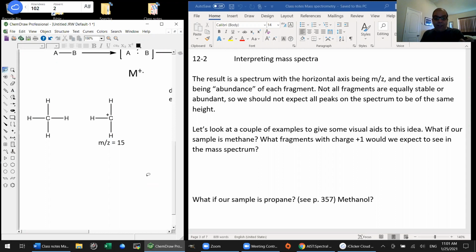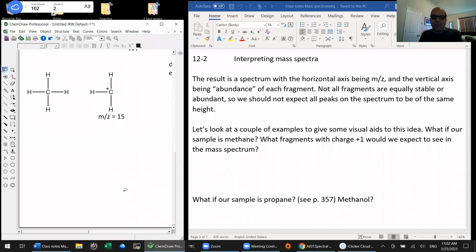So again, you'll get a sort of half bond between the carbon and one of the hydrogens. That half bond can then break either way. And so you'll get both cations and both radicals. The radicals are not what you detect, though. You detect the cations because it has to be charged, right? It's mass to charge ratio. If the charge is 0, we're dividing by 0, and that's probably not a good thing. We don't divide by 0 here. At least we try our best not to.